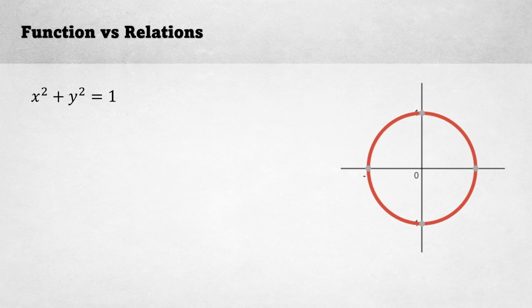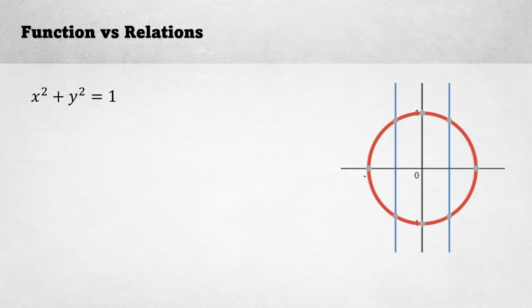Let's see if y is a function of x in this equation, and if it is a function, is it a one-to-one function? This equation represents a circle with a radius of 1. We can see that there is at least one vertical line that intersects the graph more than once. So the vertical line test fails, therefore y is not a function of x. If an equation is not a function, it cannot be a one-to-one function.